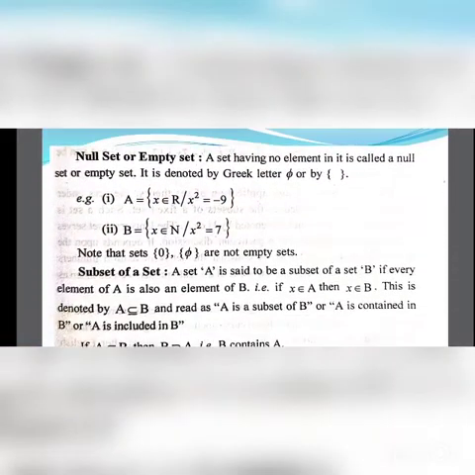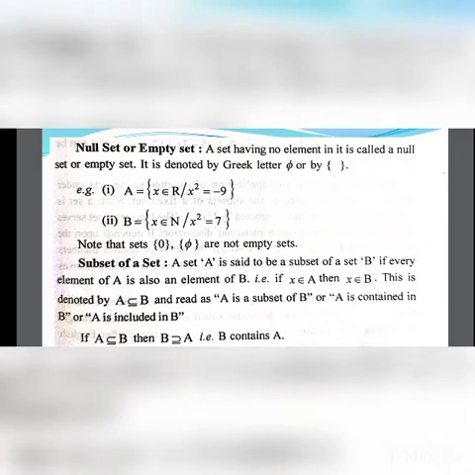Next point is null set or empty set. A set having no element in it is called a null set or empty set. It is denoted by the Greek letter phi or just empty brackets. So a null set or empty set contains no elements in it. You can see the example.